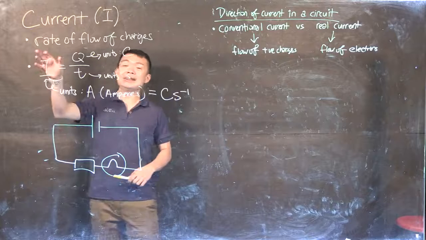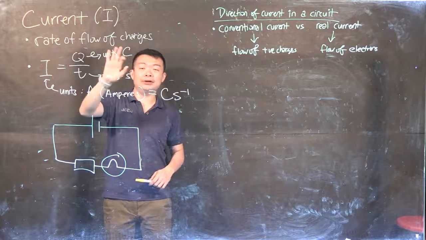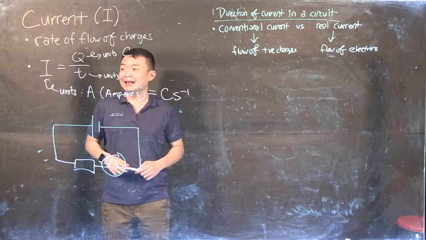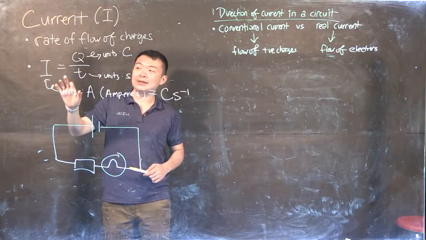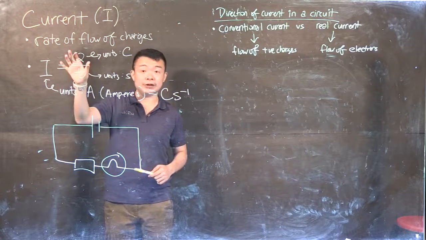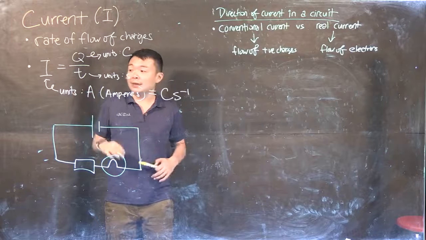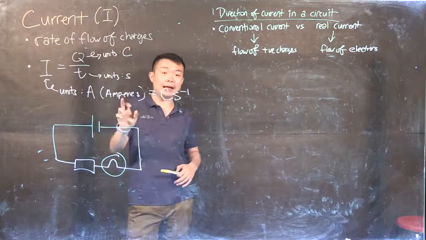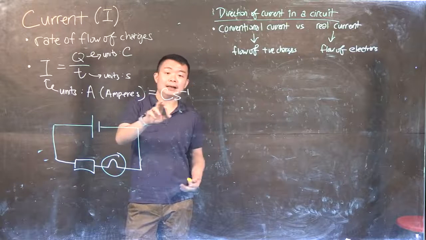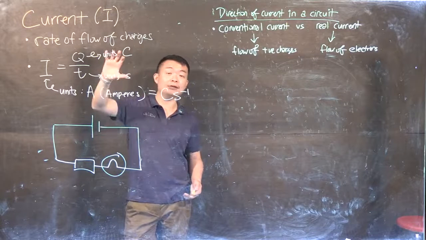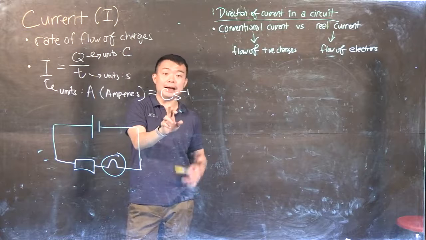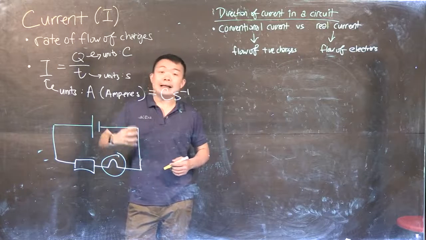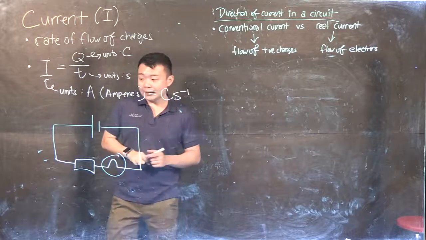So current is defined as the rate of flow of charges, and this is a definition that you need to memorize. The equation for current is I equals Q over T, where Q stands for charge and T stands for time. The unit for current is written as A, which stands for amperes, and it can be written as coulomb per second. If you look at the units over here, you can figure out why amperes means coulomb per second. So what exactly does current mean?